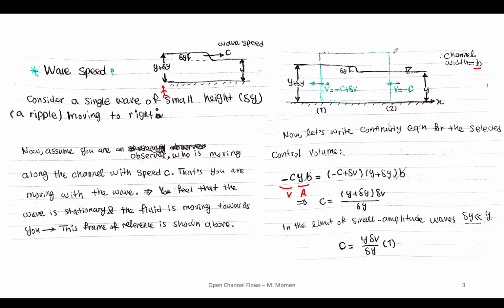This is like a 3D case, so I did not draw the channel width here, but you have to multiply it in order to get the right discharge. So minus c times y times b equals the flow rate at section 1, which is minus c plus delta v. Again, this is the V at 2. This is V at 1. And this is A at 1, multiplied by y plus delta y times b. So this is A at 2.